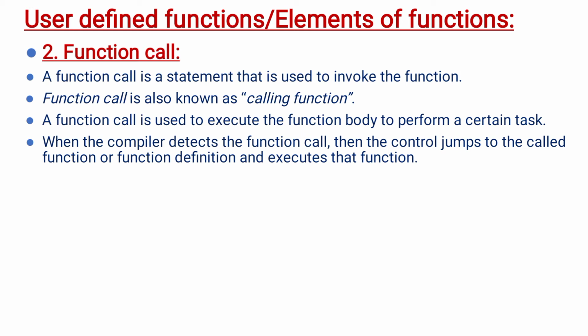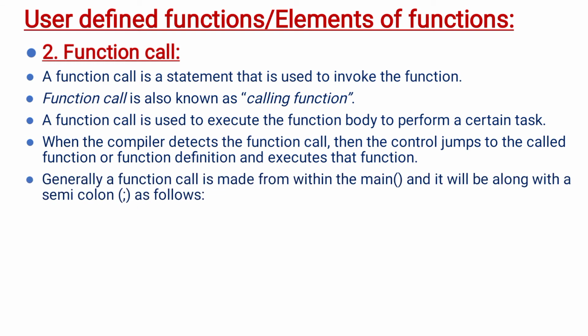What is the function body here? The collection of statements to perform a particular task. When the compiler detects the function call, then the control jumps to the called function or function definition and executes that function. So the function definition has a function body. When the compiler encounters a function call, the control goes directly from the function call to the function definition and the function body is executed.